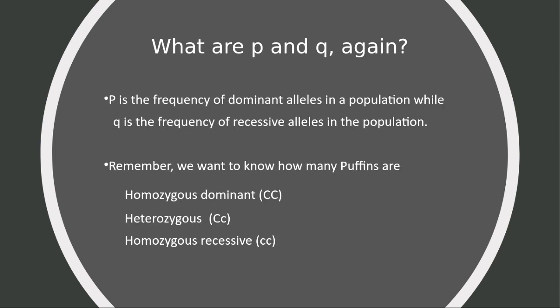So what are p and q again? Remember, p is the frequency of the dominant allele in a population, while q is the frequency of the recessive allele. That is important to know, but again, remember that we know how many puffins are homozygous recessive. We need to know how many of those birds are homozygous dominant, who are going to have orange legs, and how many are heterozygous, who are also going to have orange legs. So having this number and using the Hardy-Weinberg equation, we'll be able to figure out these other two groups.